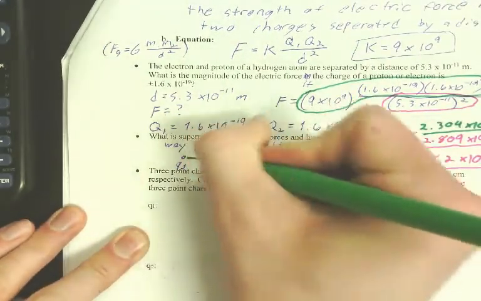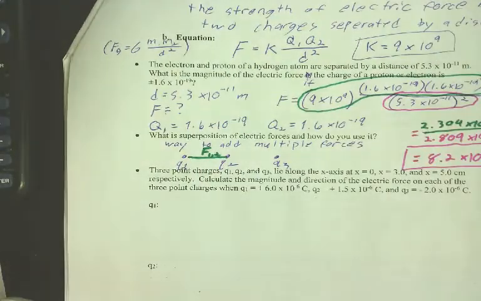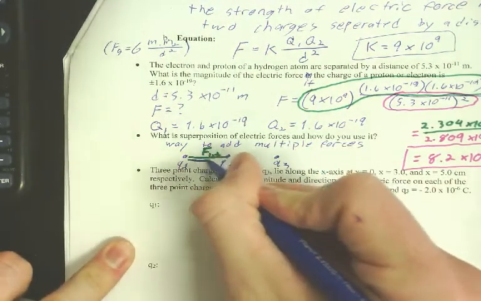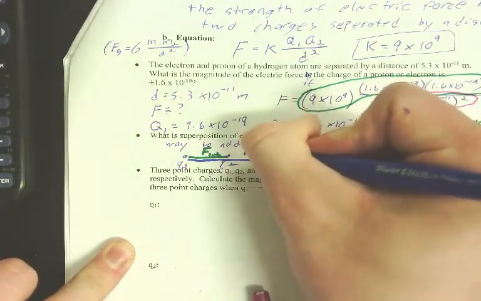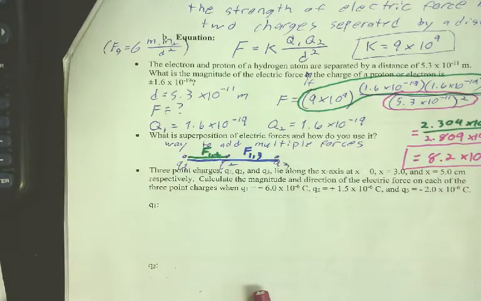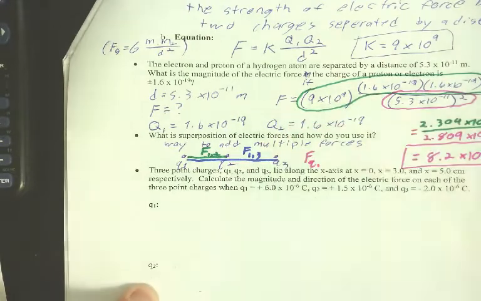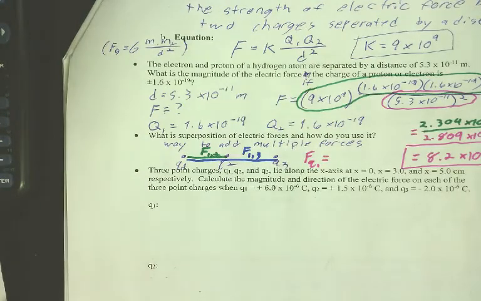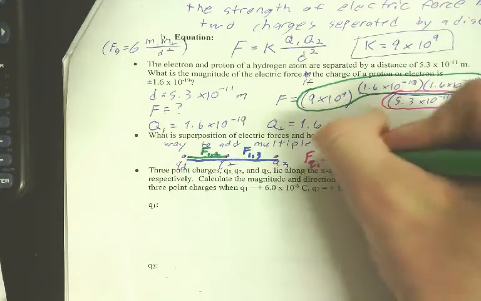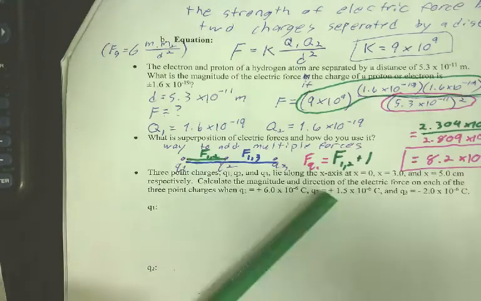We'll call this F1,2. And then I'm also going to find the force between 1 and 3. And we'll call that F1,3. To get the final answer, I'm going to add those 2 forces together. So the force on Q1 is going to be equal to the force between 1 and 2 added to the force between 1 and 3.